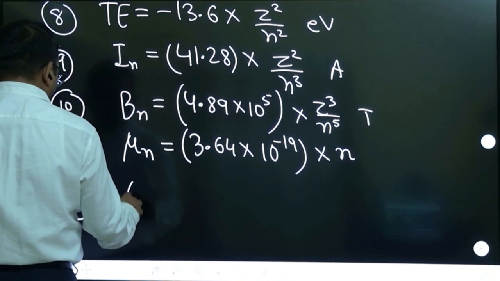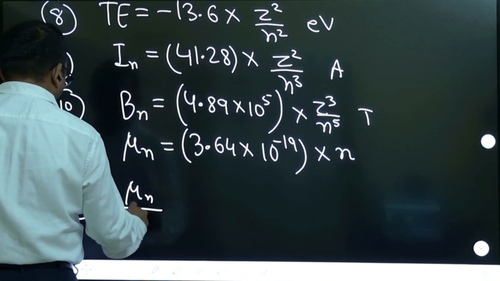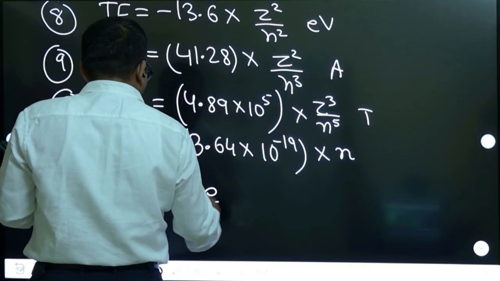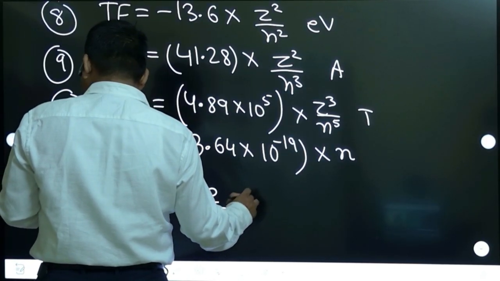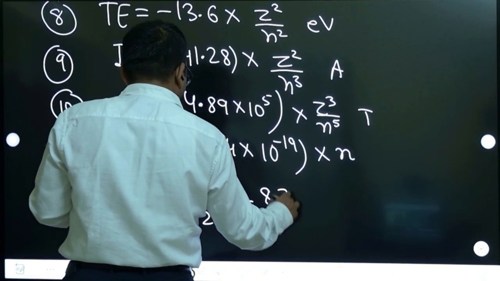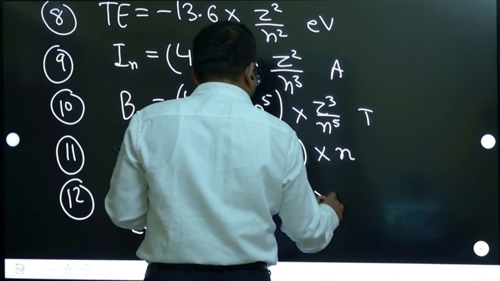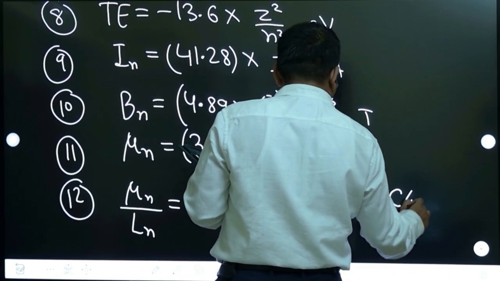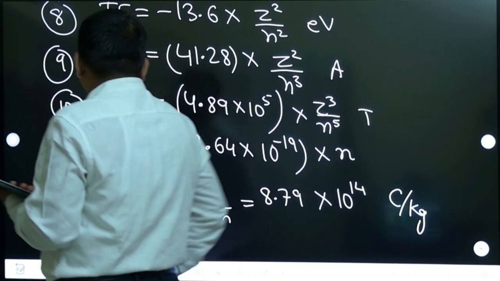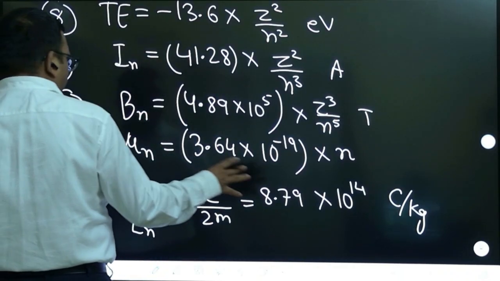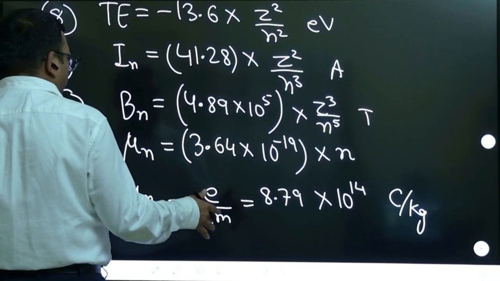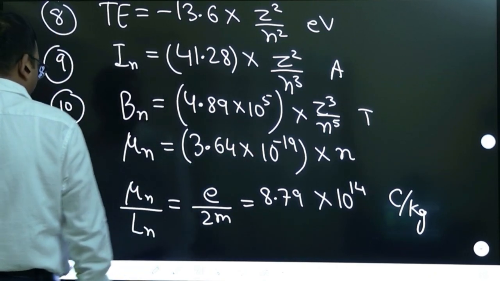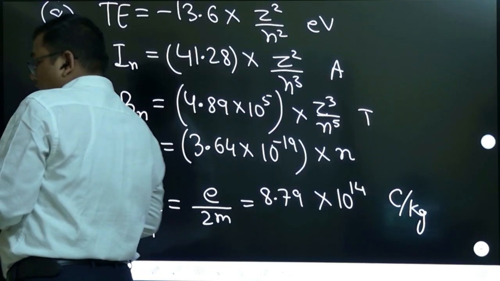Gyromagnetic ratio, magnetic moment by angular momentum, for the nth orbit, that is always the same. Charge by 2m, that remains 8.79 into 10 to the power 14, charge by m. So angular momentum, because this is constant, is nh upon 2 pi. So definitely I think this magnetic moment does not depend on Z. So that means all these formulas are correct.